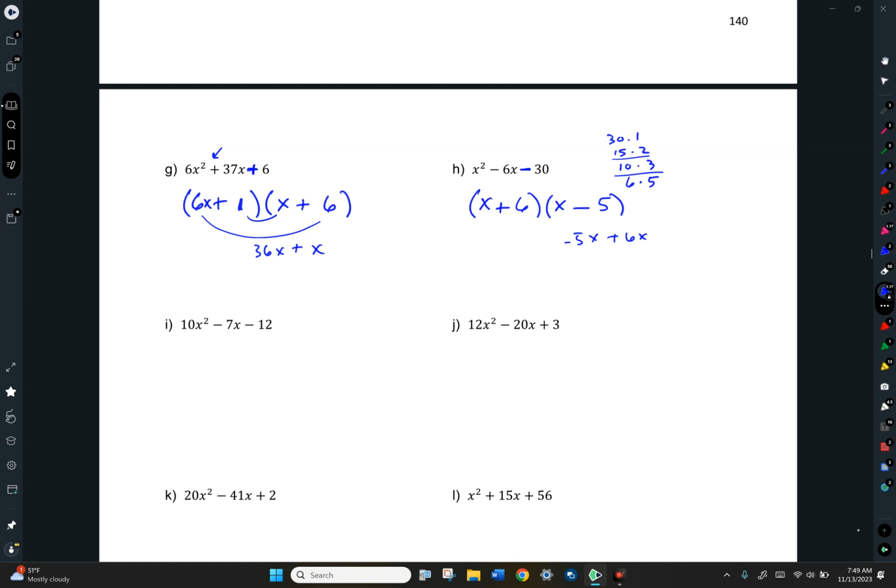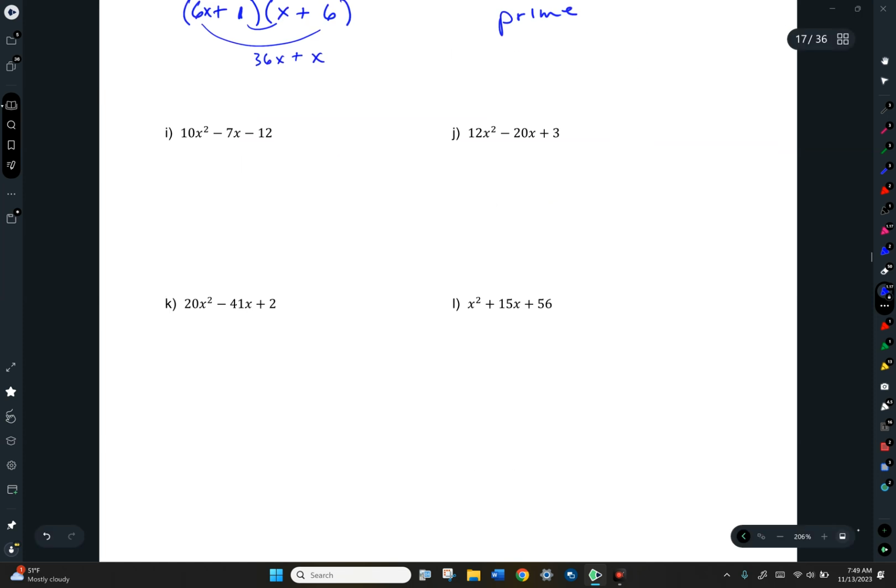And so what did we say? If it doesn't factor, if nothing works, then what do we call it? We would say this is prime. Now that's not going to happen very often. I just wanted to show you that there's no guarantees that it's going to work. Okay, so let's go to letter I. 3 terms, so I set up my 2 parentheses.